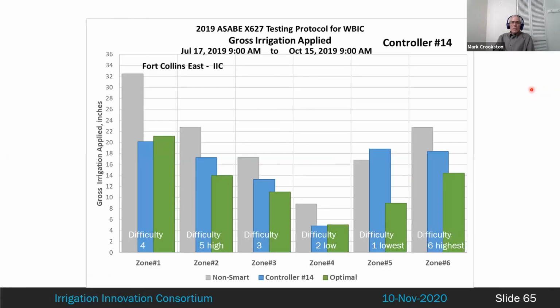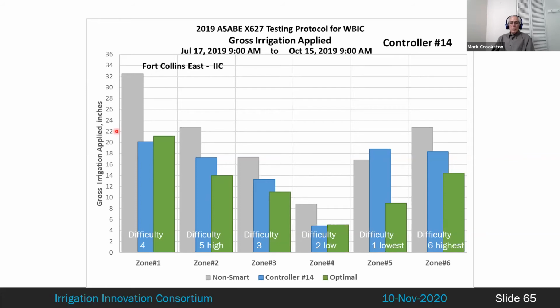the top score. So again, the gray is for a non-smart controller programmed for the whole season and not adjusted or reactive to weather conditions. The blue is now controller number 14, and the green is the optimal controller that would water at the perfect time. And I put up here the difficulties. The difficulty of zone 1 was 4.5, zone 5 was the lowest difficulty, and zone 6 is the highest difficulty.